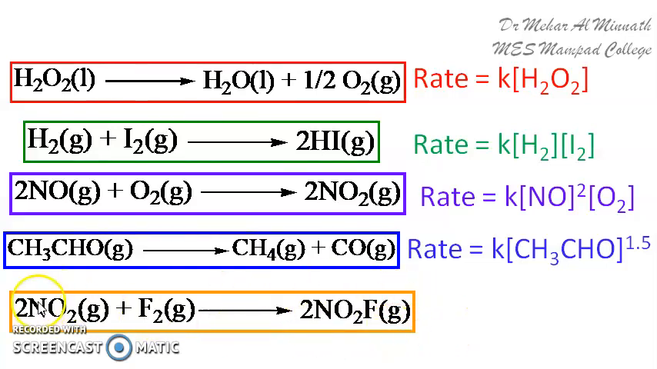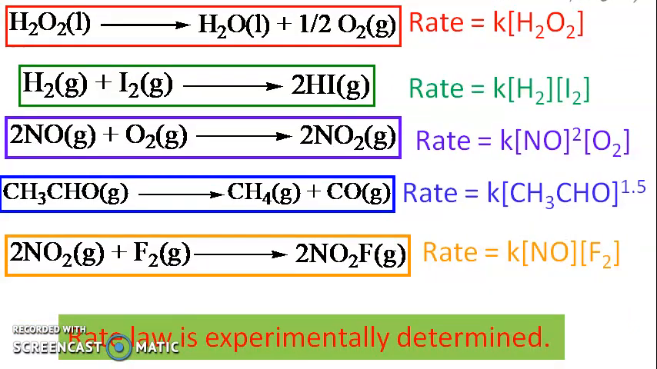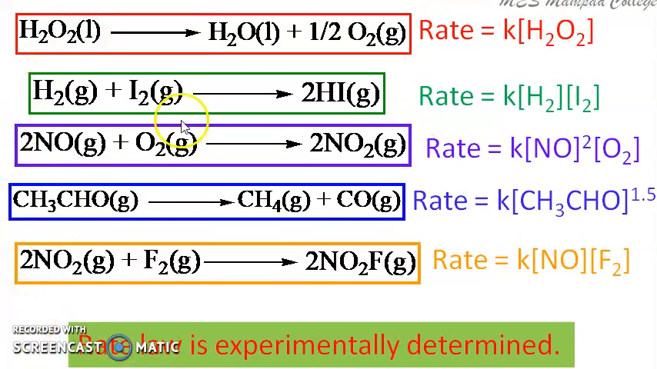Another example which shows the same thing. We have 2NO2 plus F2 and the rate is given as K into concentration of NO into concentration of F2. We are not considering the stoichiometric coefficient 2 in the rate law. So that means the exponents in the rate law need not be the stoichiometric coefficients. It can be or it need not be. That is because we determine the rate law experimentally. We do not write the rate law based on the equations of the reaction. We have to determine the rate law experimentally.